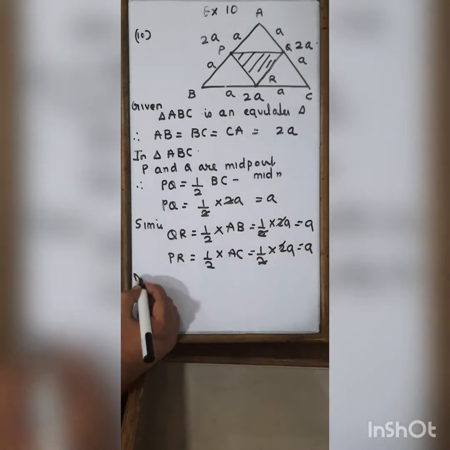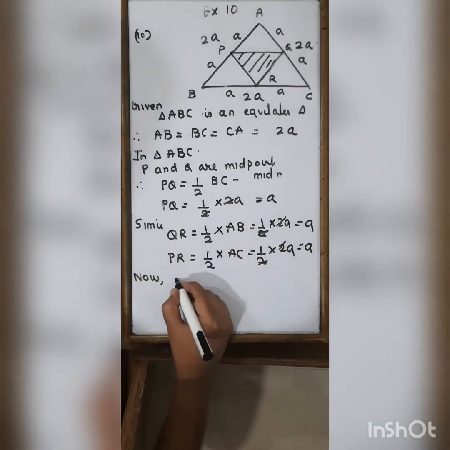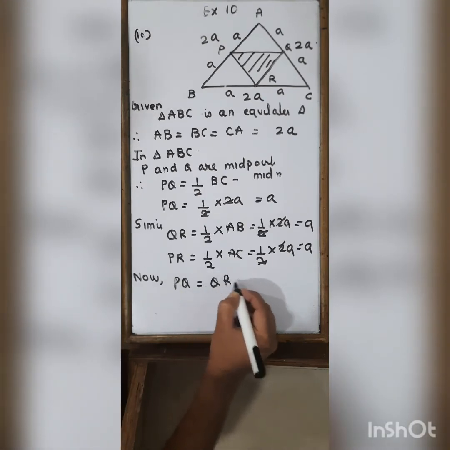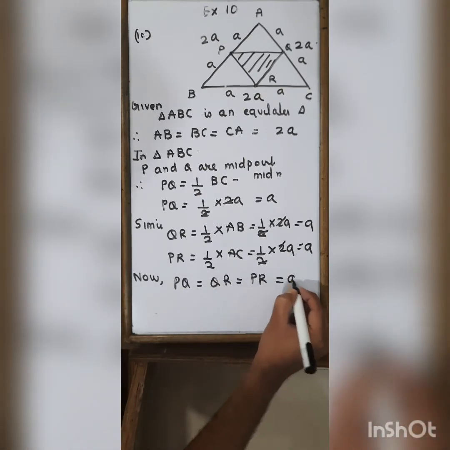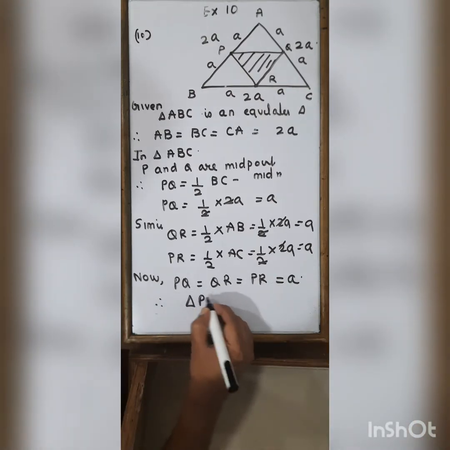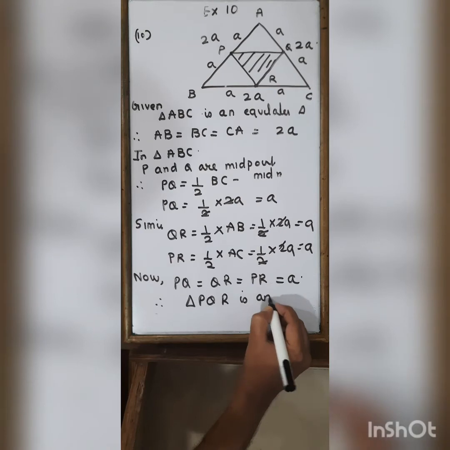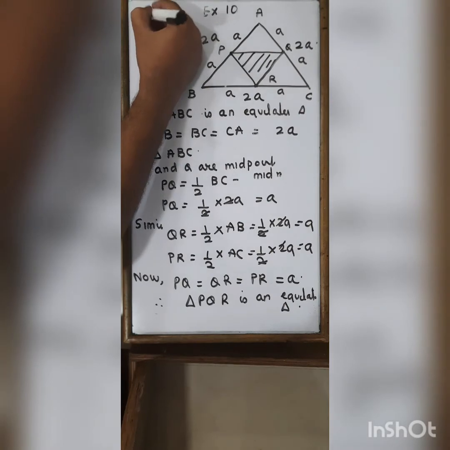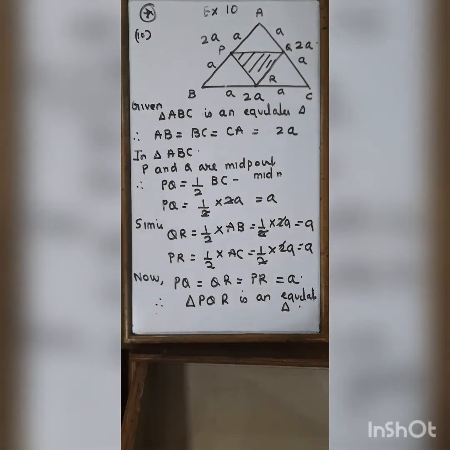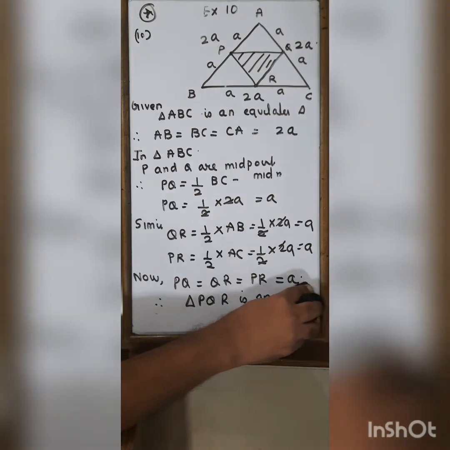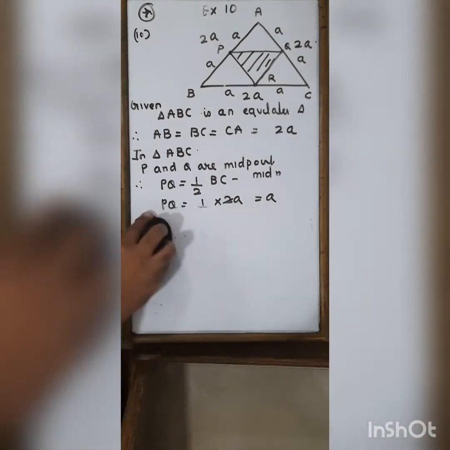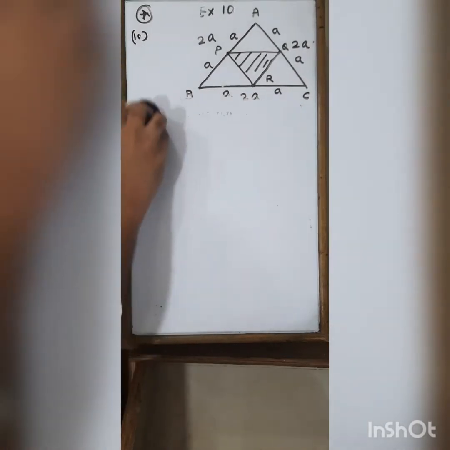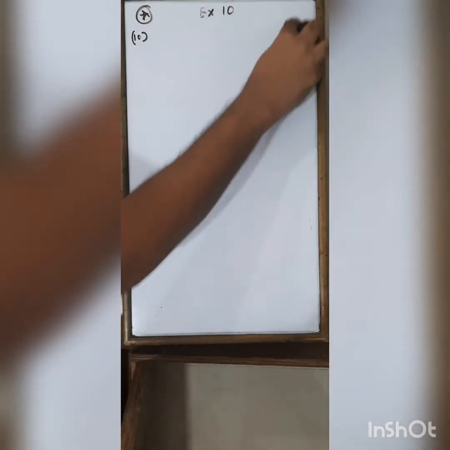So now PQ is equal to QR is equal to PR is equal to A. Therefore, triangle PQR is an equilateral triangle. Easy na? This is an important sum. Please mark it down. This is an important sum. Let us look at the next sum.